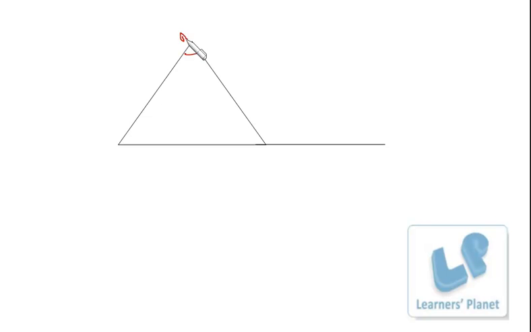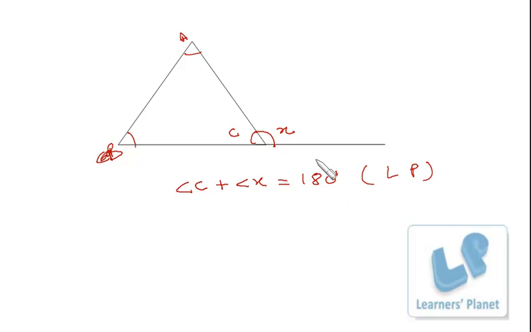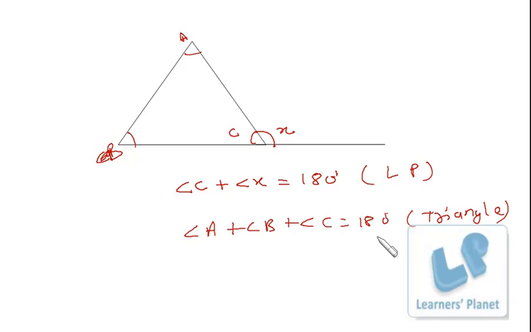This is angle A, this is B, and this is C. Now this I assume to be X. Now angle C plus angle X should be 180 degrees. It is a linear pair, the angles on the same straight line. So angle C plus angle X will be 180 degrees. Now angle A plus angle B plus angle C is 180 degrees. Reason? It's a triangle, and the sum of the three angles of a triangle is 180 degrees.